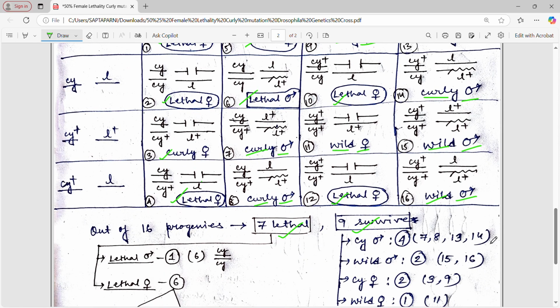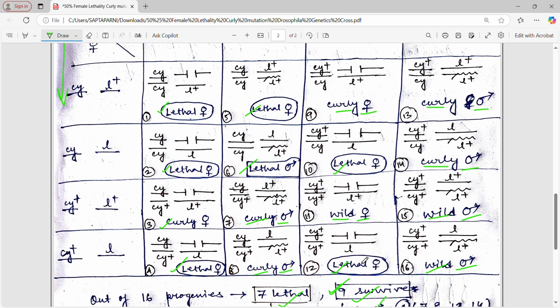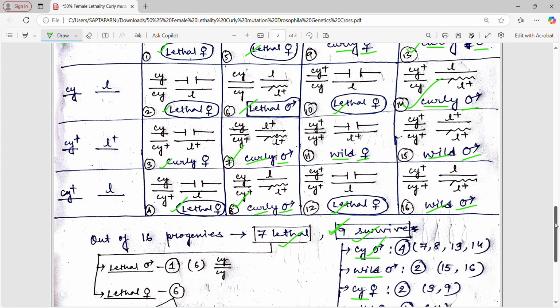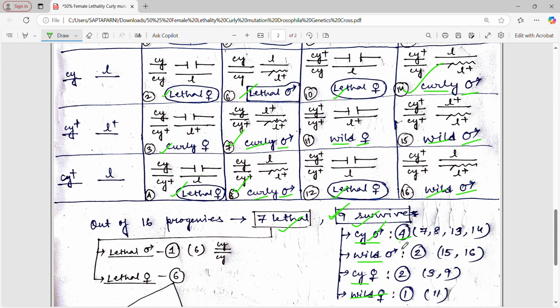And among these 9 surviving individuals, we can see how many curly males, curly females and wild females there are. Let's count how many curly males are there. See here, this is one curly male, then this is one curly male, 7, 8, then 13 and 14. So 4 curly males are there, with their respective box numbers 7, 8, 13, 14. Got it?